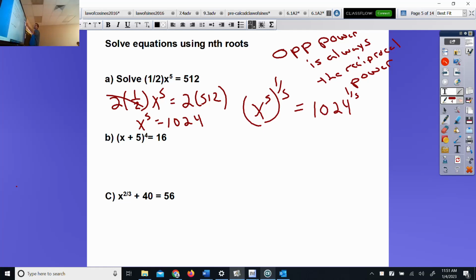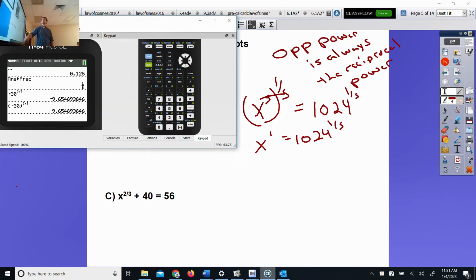And cancellation works too. You cancel, what are you left with? A 1, right? But an x to the understood 1 is now x. 1024 to the 1/5 power. And that is asking what the 5th root of 1024 is. I don't expect you to know it. I don't. You got a TI-84 in front of you. You say it's 4, great. You don't, push the buttons, okay? So, 1024, rooftop, 1 over 5, 4.